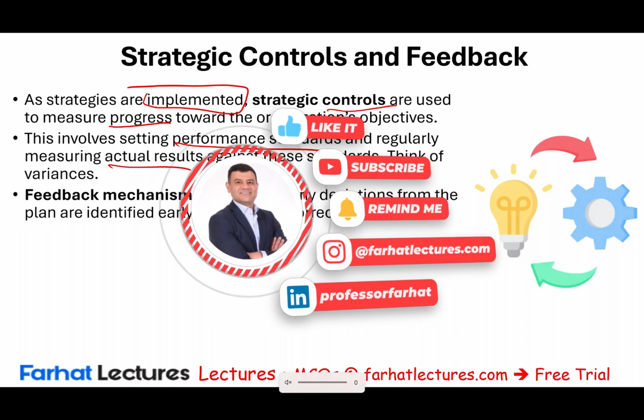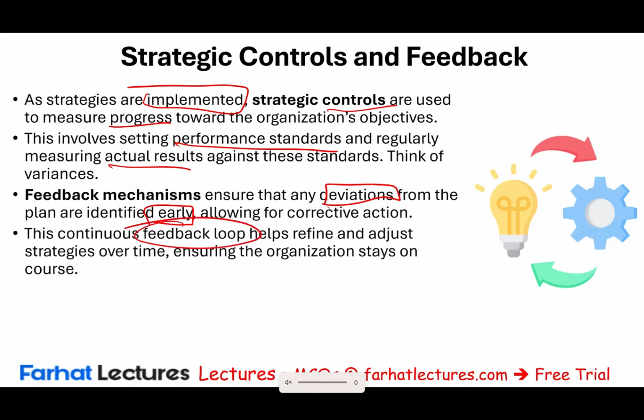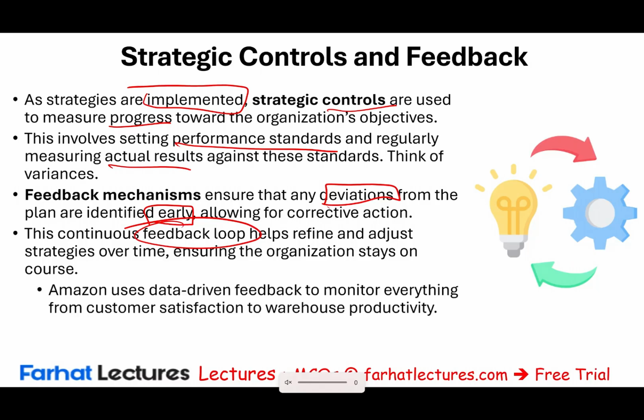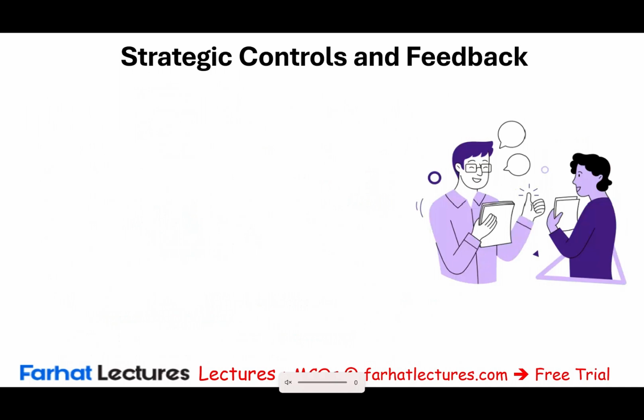So feedback mechanism ensure any deviation from the plan are identified as early as possible and do what? Taking corrective action. So this continuous feedback loop helps refine and adjust strategies over time, making sure the organization stays on course. For example, Amazon uses data-driven feedback to monitor everything from customer satisfaction to warehouse productivity. So it's a continuous monitoring to give you feedback. So strategic control are built in every level of the company, and regular performance evaluation and continuous improvement is implemented throughout the way.